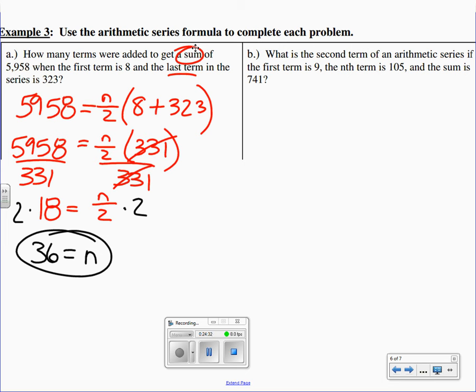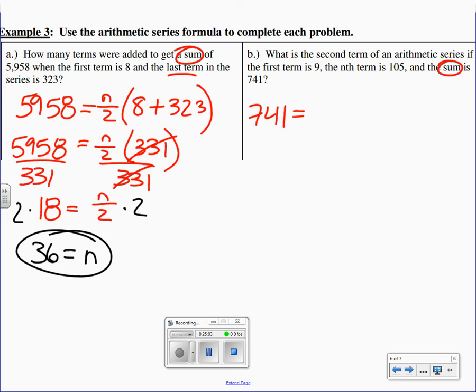All right, what is the second term of an arithmetic series if the first term is 9, the nth term is 105, and the sum is 741? Austin, what do I want you to circle? Sum. And so, Kirsten, are we using the purple or the black formula? Purple. Kirsten, they've already given us the sum. What is it? So that goes in that spot.